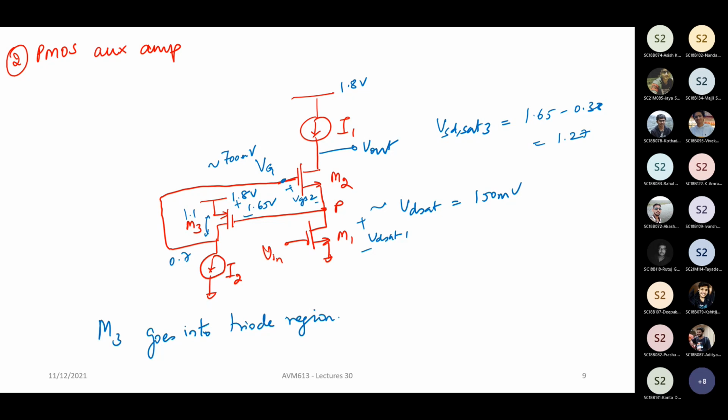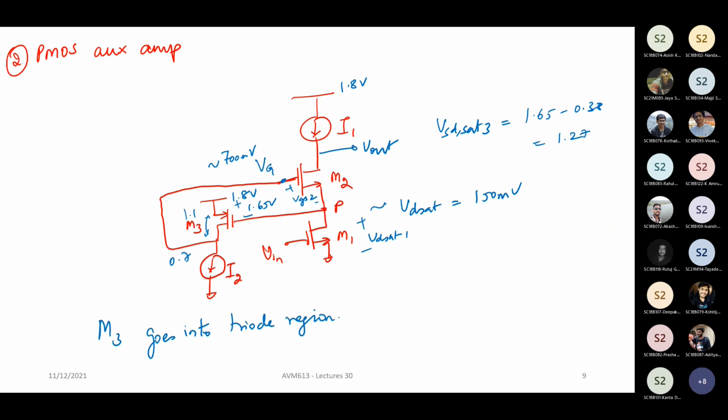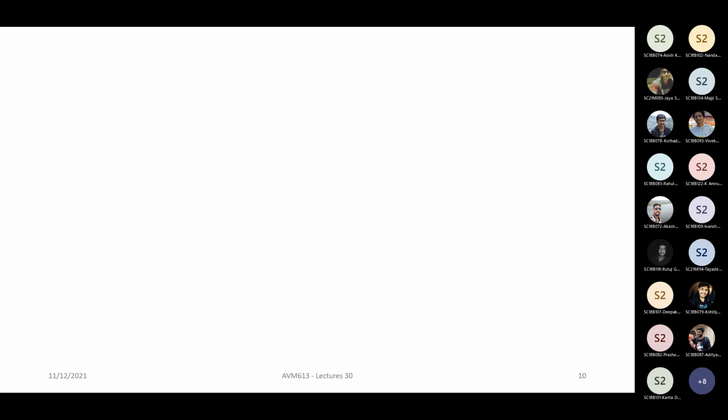So because your gate to source voltage for your PMOS is very, very large, and the voltage required at the output is at the lower range, M3 goes into triode region. So this is again not a good thing. All right. So in the first case, if you implement this with the NMOS transistor, you have the voltage swing being limited. In the second case, when you have the PMOS transistor, your M3 can go into triode region. And therefore, the solution to this problem is basically to use a folded cascode.